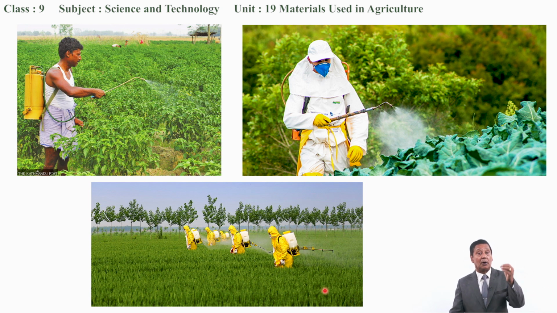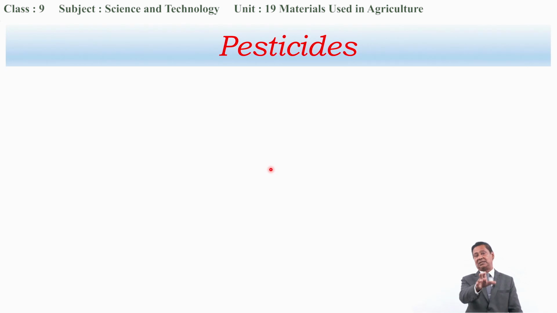Even after the use of fertilizer, the good growth of plant doesn't occur because we have to take care of the pests. Pests are the villain for the farmer. If pests act on the plant, they will destroy the plant a lot and the yield of the crops will be very low. That's why they are spraying pesticide to kill the pests which are harmful to the good growth of the plant. That's why we are now entering into pesticide.